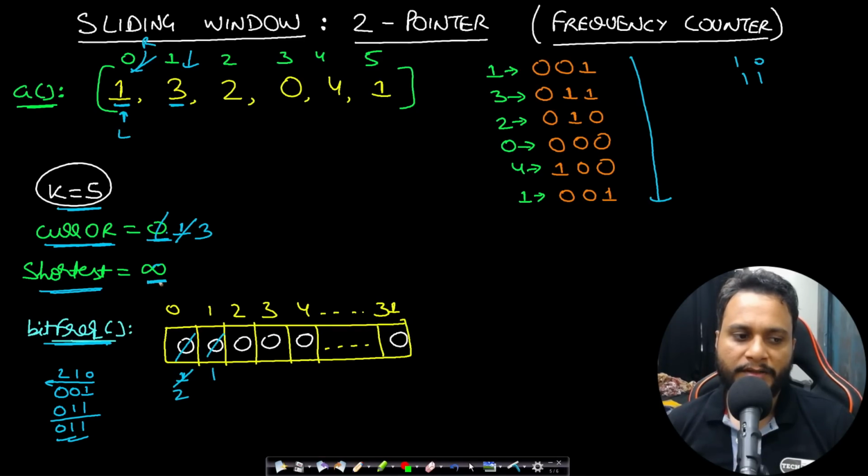Now the shortest will not be updated because the current OR is not greater than or equal to k, and I will not adjust the left pointer for the same reason. Now I will move the right pointer to the right hand side. Now I am seeing a 2.